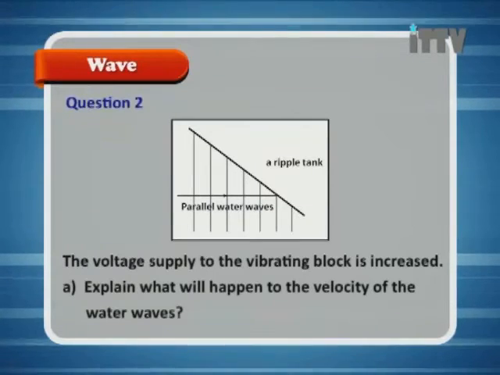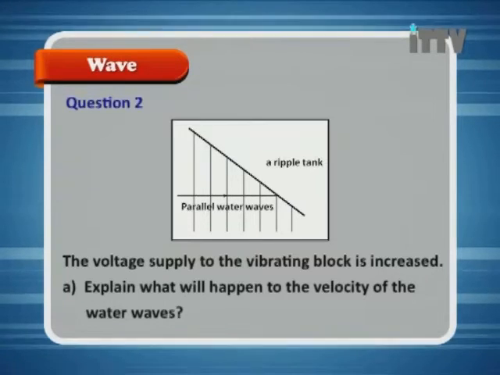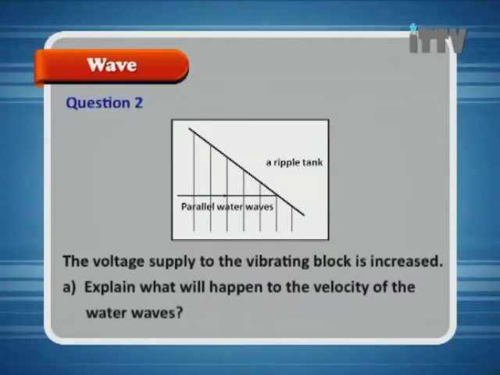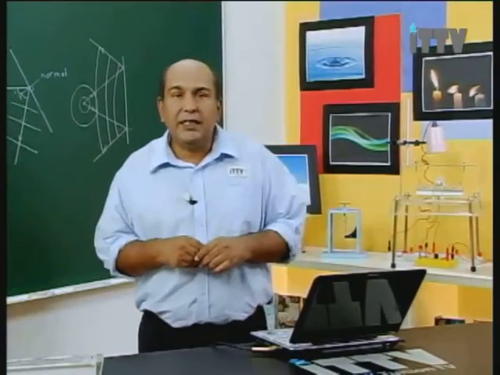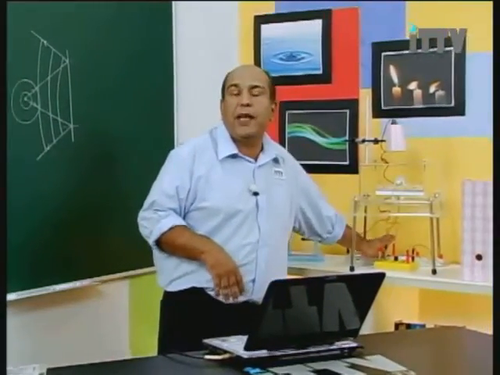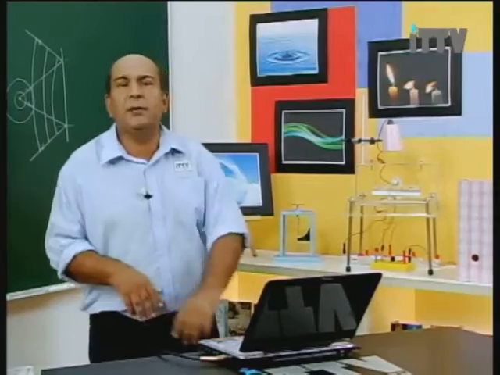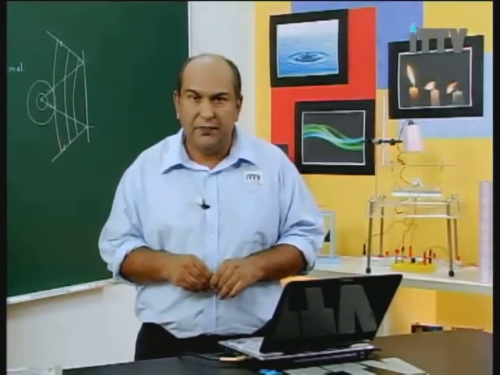Let's try another question. The voltage supplied to the vibrating block is increased. Explain what will happen to the velocity of the water waves. So I'm basically increasing the voltage. So over here, our ripple tank, just imagine that I'm using an extra battery or increasing the power supply. So what happens to the velocity of the wave?